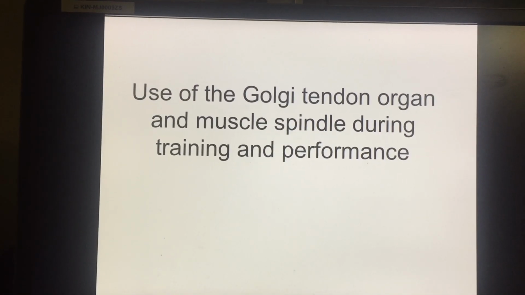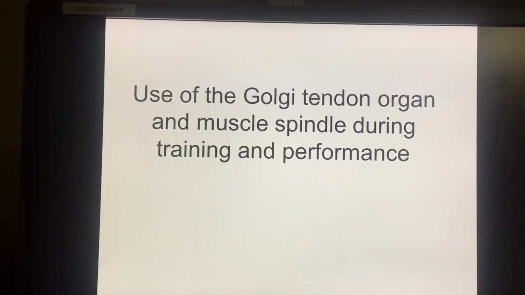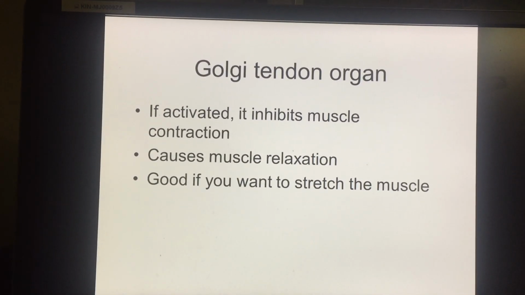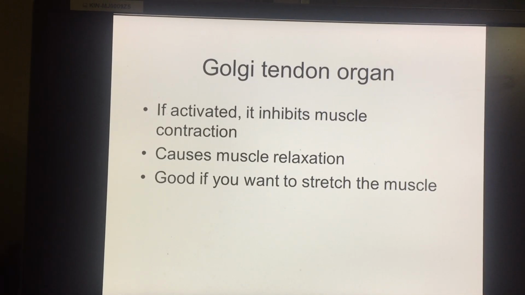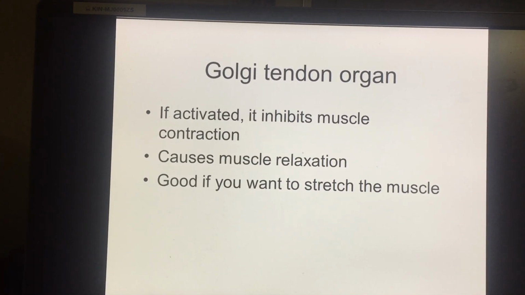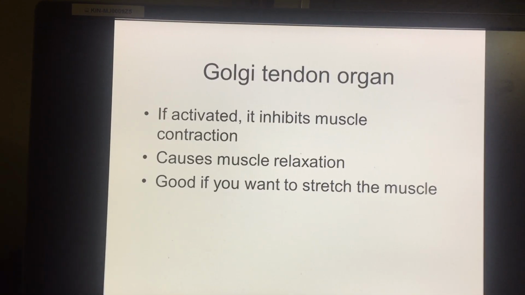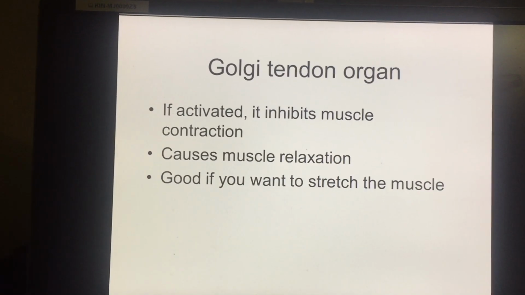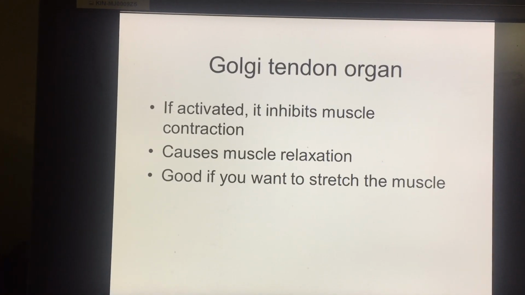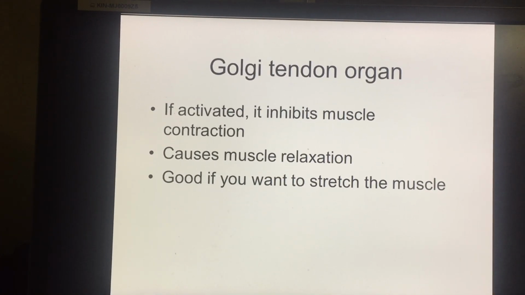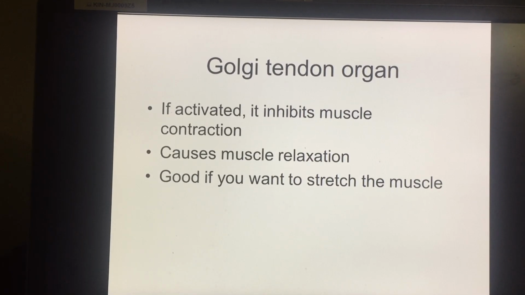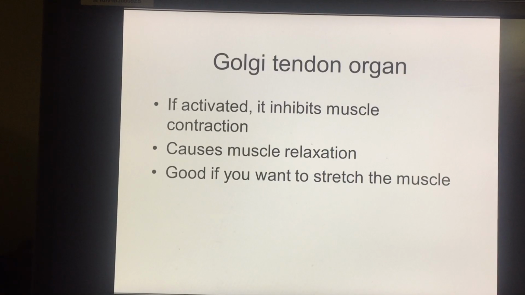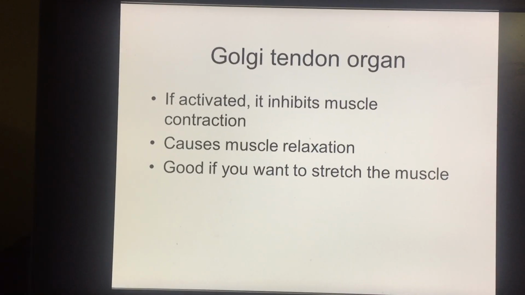In this next section, I'm going to talk about using the Golgi tendon organ and muscle spindle during training and performance. So the first application of these receptors and how you can use them to enhance training and performance is with stretching or training for flexibility. So a Golgi tendon organ, if it's activated, it inhibits muscle contraction and causes the muscle to relax. So this is good to activate if you want to stretch a muscle.